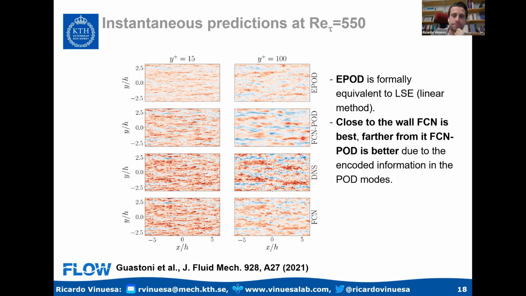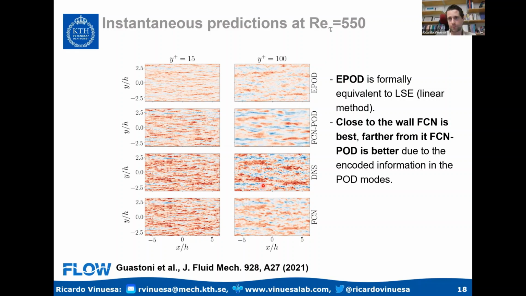So, of course, close to the wall, doing the POD doesn't give you so much benefit, but farther away from the wall, where the dynamics is focused on fewer large features, doing the POD to encapsulate most of the large scales into a few POD modes actually pays off and allows you to obtain quite reasonable predictions just predicting the temporal coefficients.